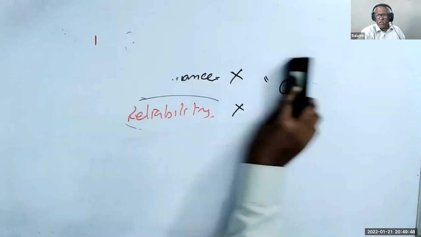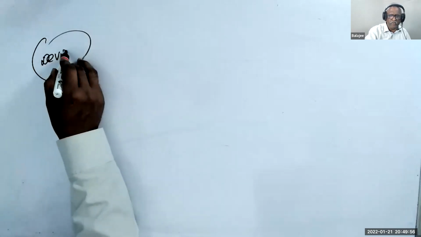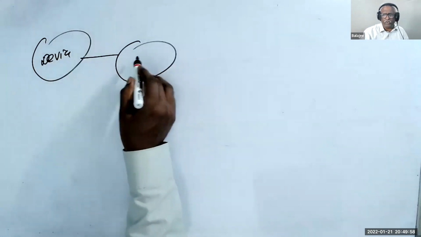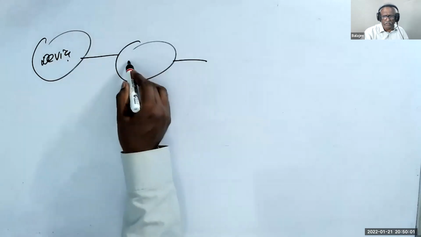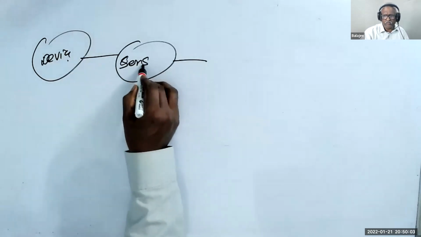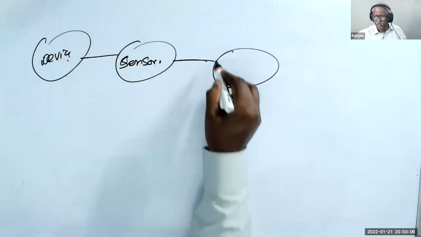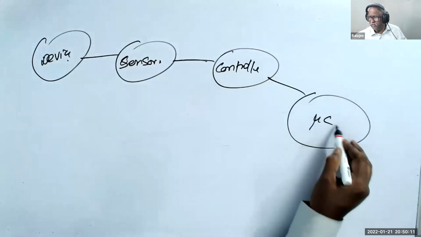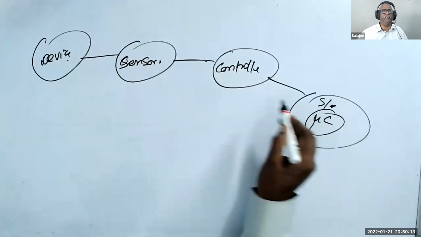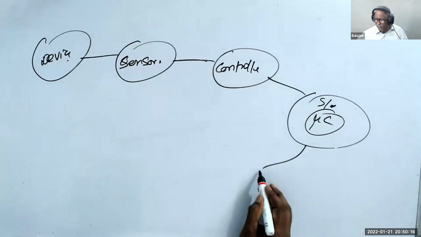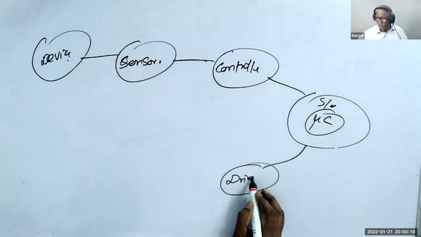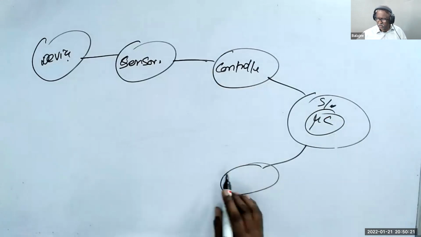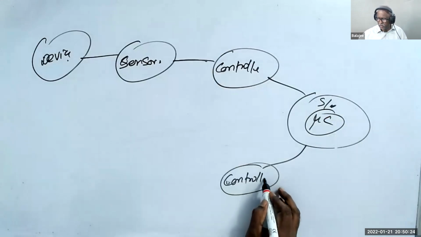So any doubts? So that's what we do. Whenever we want to design, we take the device first. Then we do the conversion, device and then conversion, sensor. Then we do the controller. Then connect it to the microcontroller. There you write the software. See, so many things are there. In the same way for output, we have a driver or controller and then the device.